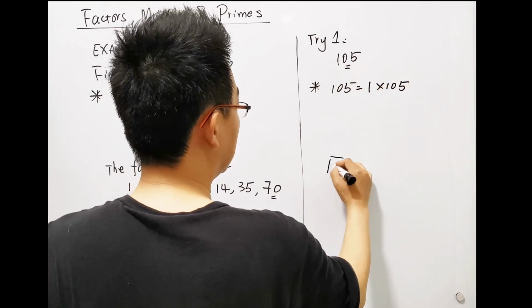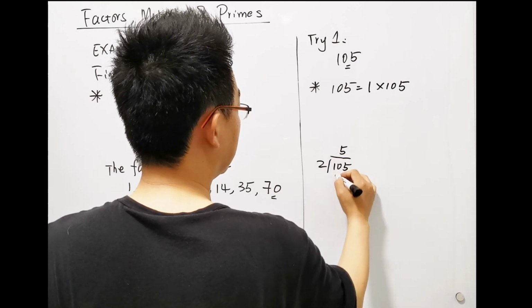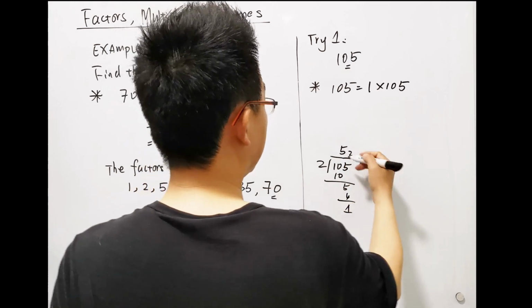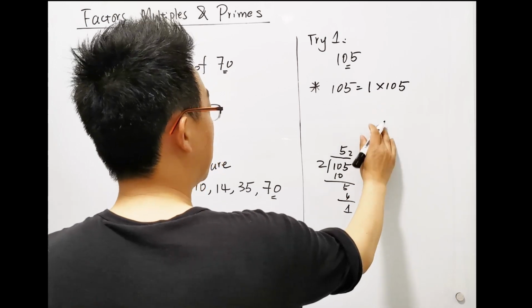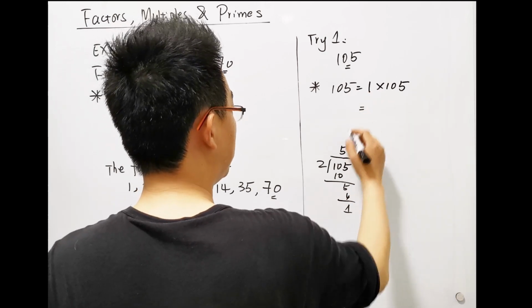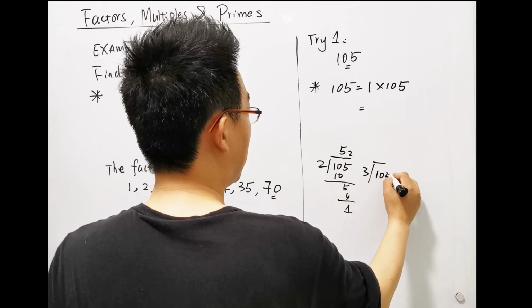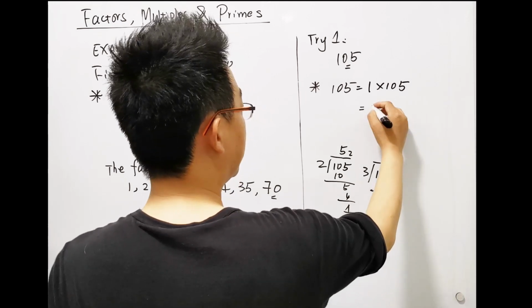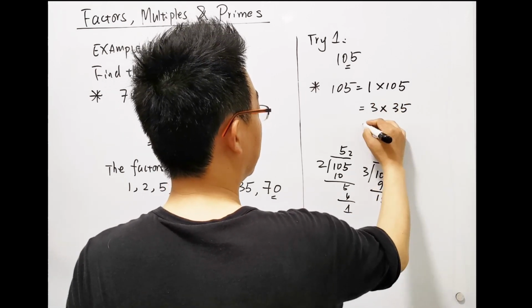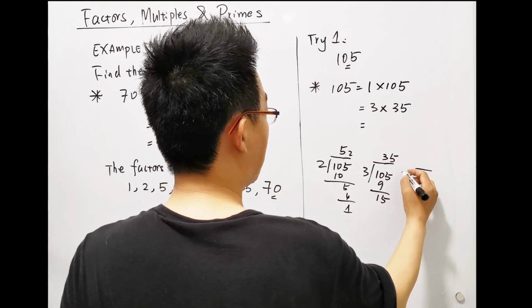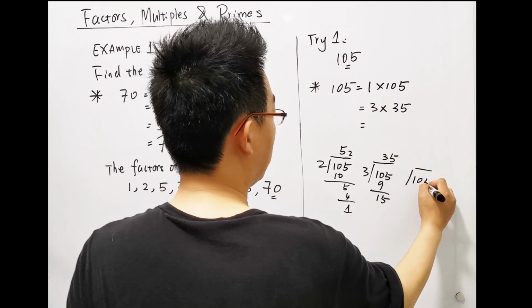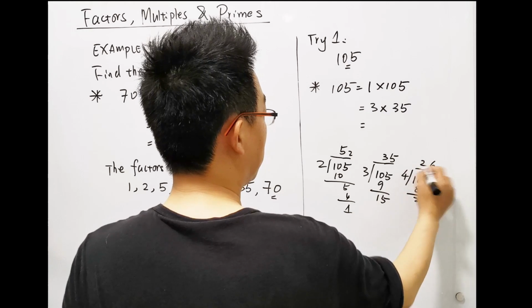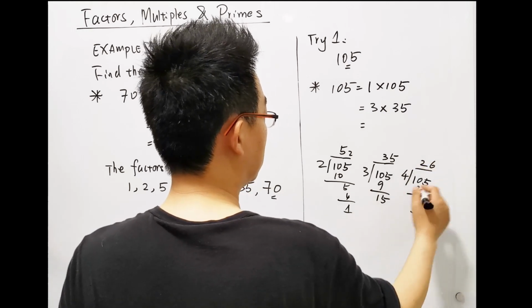Let's look at 2. 105 divided by 2 — we can't find a whole number, so 2 cannot. How about 3? 3 is good, right? 3 times 35. How about number 4? 105 divided by 4 does not give a whole number. No good.